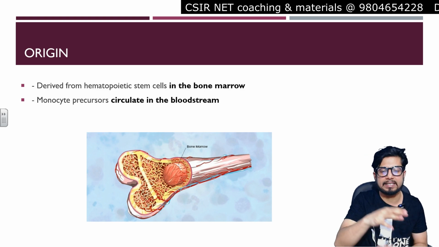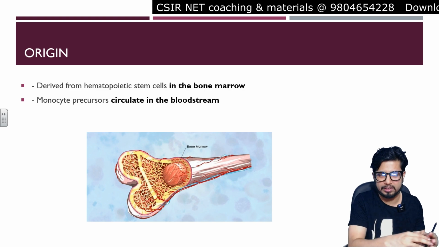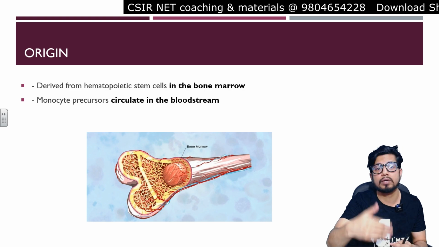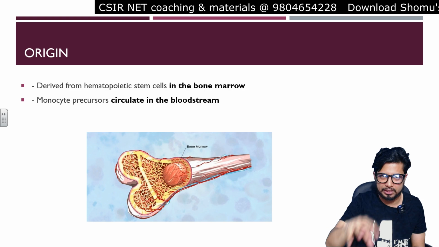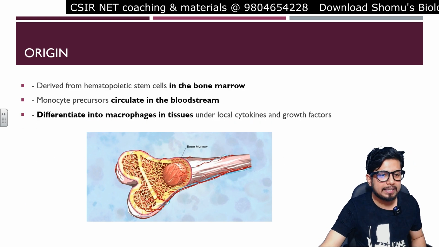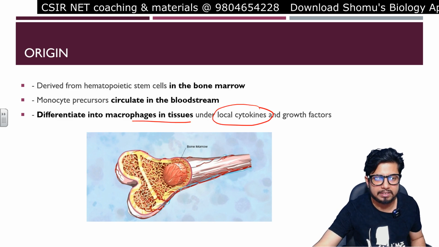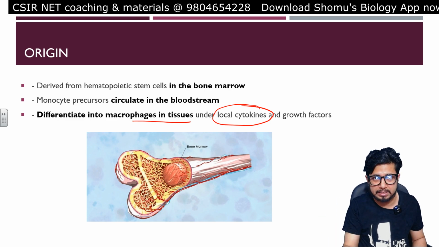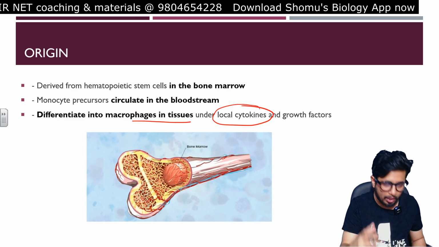When the monocyte is transferred from the bloodstream into the tissues, their name is altered and different names are given to them. Different types of cell names are given to them. We are going to discuss that very soon, but they are known as macrophages only when they are present in the tissue. When they are present in the bloodstream, we call them monocytes. Okay, and they differentiate into macrophages inside the tissue under local cytokines. Release of local cytokines is important for this transition, and also the presence of growth factors is a key ingredient for the macrophage to get activated or triggered.